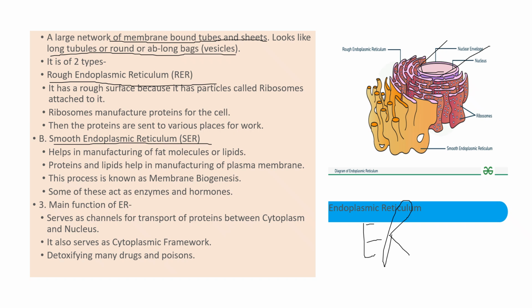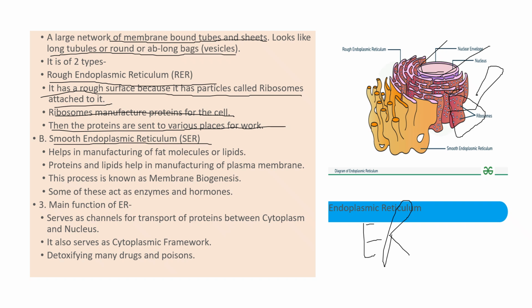We'll study that. As you can see over here, this pink substance is rough endoplasmic reticulum, and there are various things attached to the base of the rough endoplasmic reticulum which are known as ribosomes. So it has a rough surface because it has particles called ribosomes attached to it. Ribosomes manufacture proteins for the cell, then the proteins are sent to various places for work. So these are the functions of rough endoplasmic reticulum.